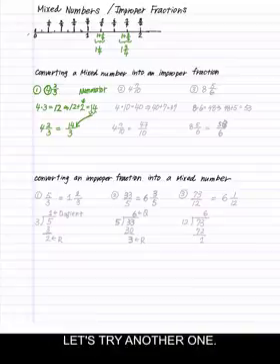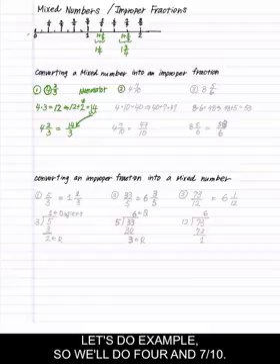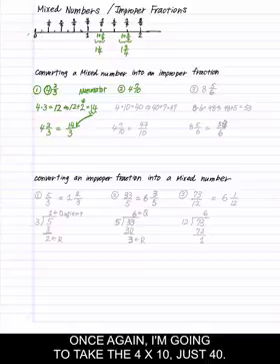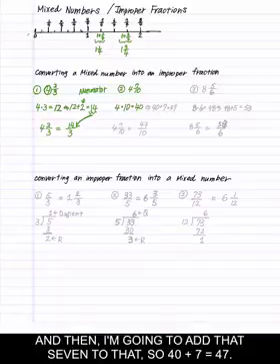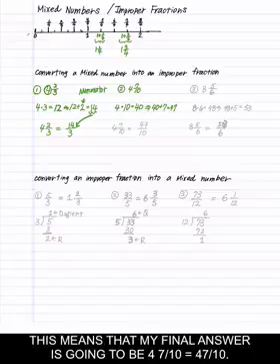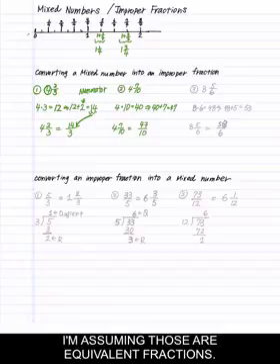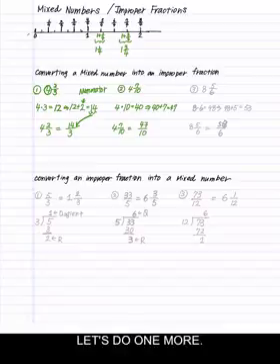Let's try another one. Let's do example 2. We'll do 4 and 7/10. Once again, I'm going to take the 4 times the 10, which is 40. Then I'm going to add that 7 to that, so 40 plus 7 equals 47. This means that my final answer is 4 and 7/10 is equal to 47 over 10. I'm saying that those are equivalent fractions. Let's do one more.